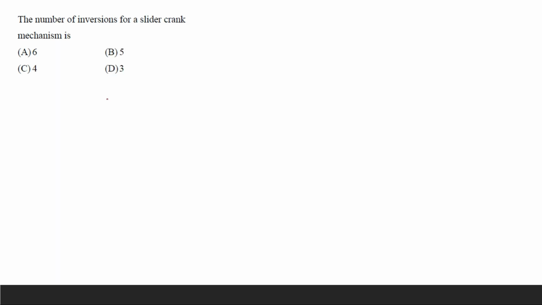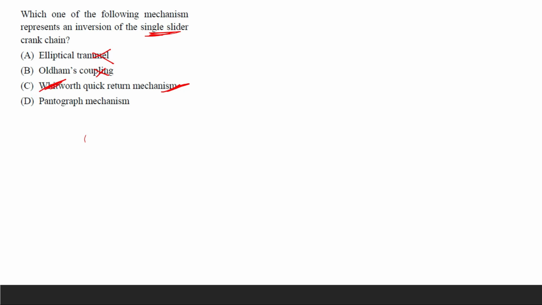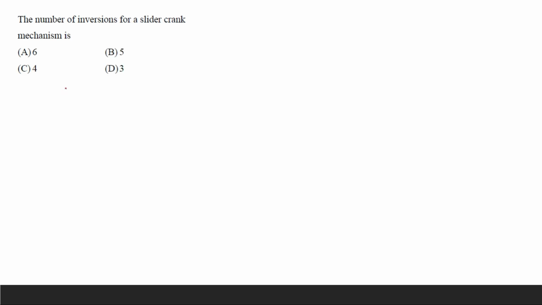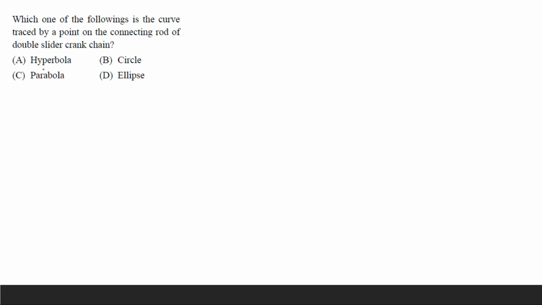Pantograph, answer is no. Okay, so its answer must be option number C. Now next is the number of inversions of a slider chain mechanism. So how many number of inversions are possible for a slider chain or single slider? So answer is 4, that we have discussed.